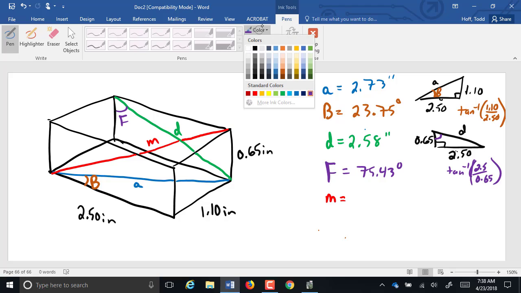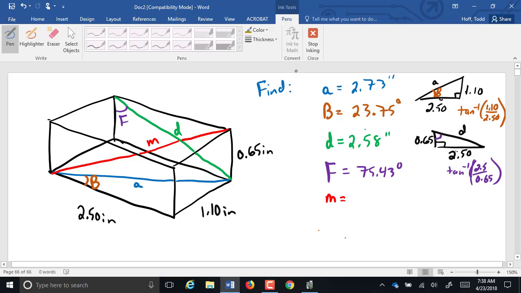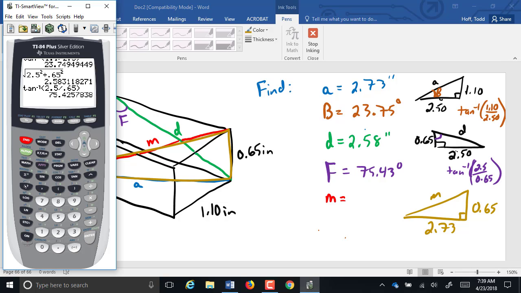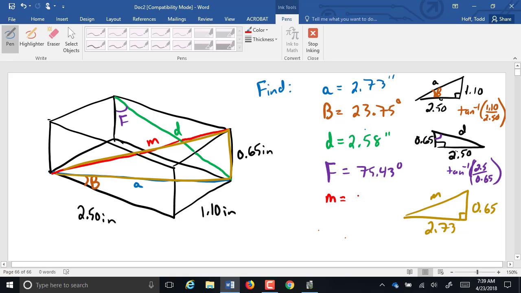Now M is a little confusing until you realize it's just part of this right triangle right here. We already found A to be 2.73. This is 0.65, so M is A squared plus B squared equals C squared. 2.81, we'll call it.